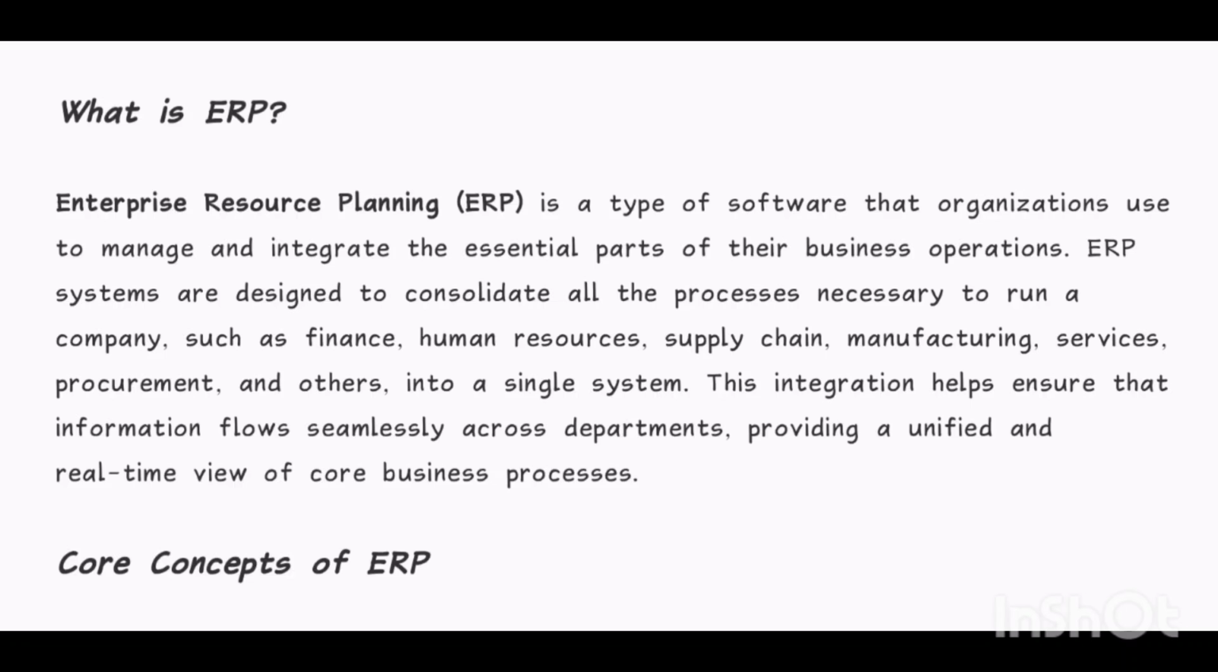What is ERP? Enterprise Resource Planning is a type of software that organizations use to manage and integrate the essential parts of their business operations. ERP systems are designed to consolidate all the processes necessary to run a company, such as finance, human resources, supply chain, manufacturing, services, procurement, and others, into a single system. This integration helps ensure that information flows seamlessly across departments, providing a unified and real-time view of core business processes.